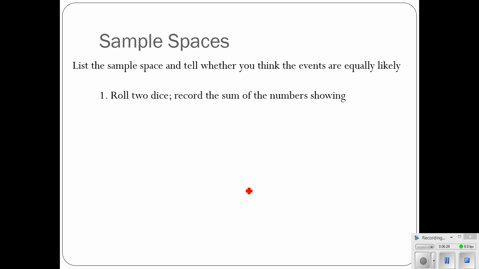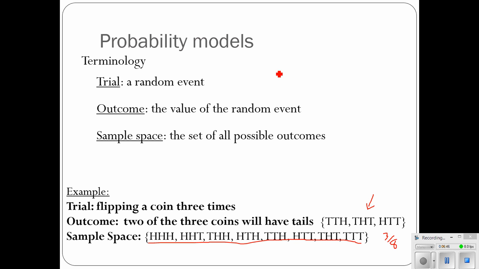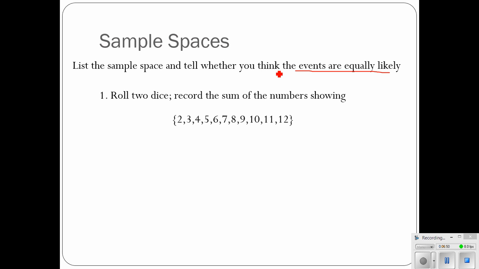So let's say that we want to roll 2 dice and record the sum of the numbers showing. The sample space for us, you can roll a 2, a 3, a 4, 5, 6, 7, 8, 9, 10, 11, 12. Right? If you play Monopoly, if you play any other game. But the question here, are all the events equally likely? Keep in mind, event or outcome, the value of a random event. So are all these outcomes equally likely?